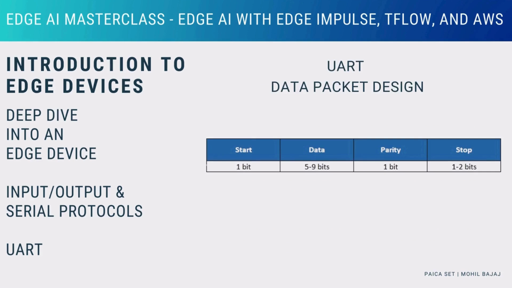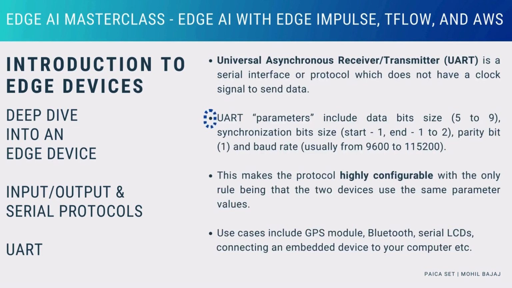Data is sent from the sender device to the receiver device in packets. Each packet contains the data bits, the synchronization bits, and the parity bit. Data bits are typically 5 to 9 bits and represent the actual data. Then there are synchronization bits, which include 1 start bit and 1 to 2 stop bits, and these are on either side of the data bits to frame the data packet. The third and final type of bit is the parity bit, which is an optional bit for error checking and added after data bits.